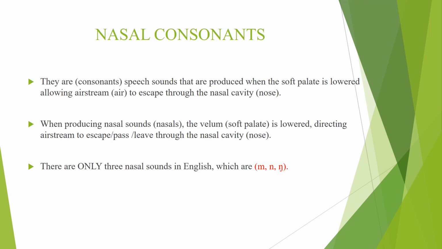Nasal consonants, on the other hand, are speech sounds that are produced when the soft palate is lowered, allowing the airstream to escape through the nasal cavity, i.e. the nose. When producing nasal sounds, or we can call them nasals, the velum, soft palate, is lowered, directing the airstream to escape through the nasal cavity or the nose. There are only three nasal sounds in English, which are m, n, and ng.